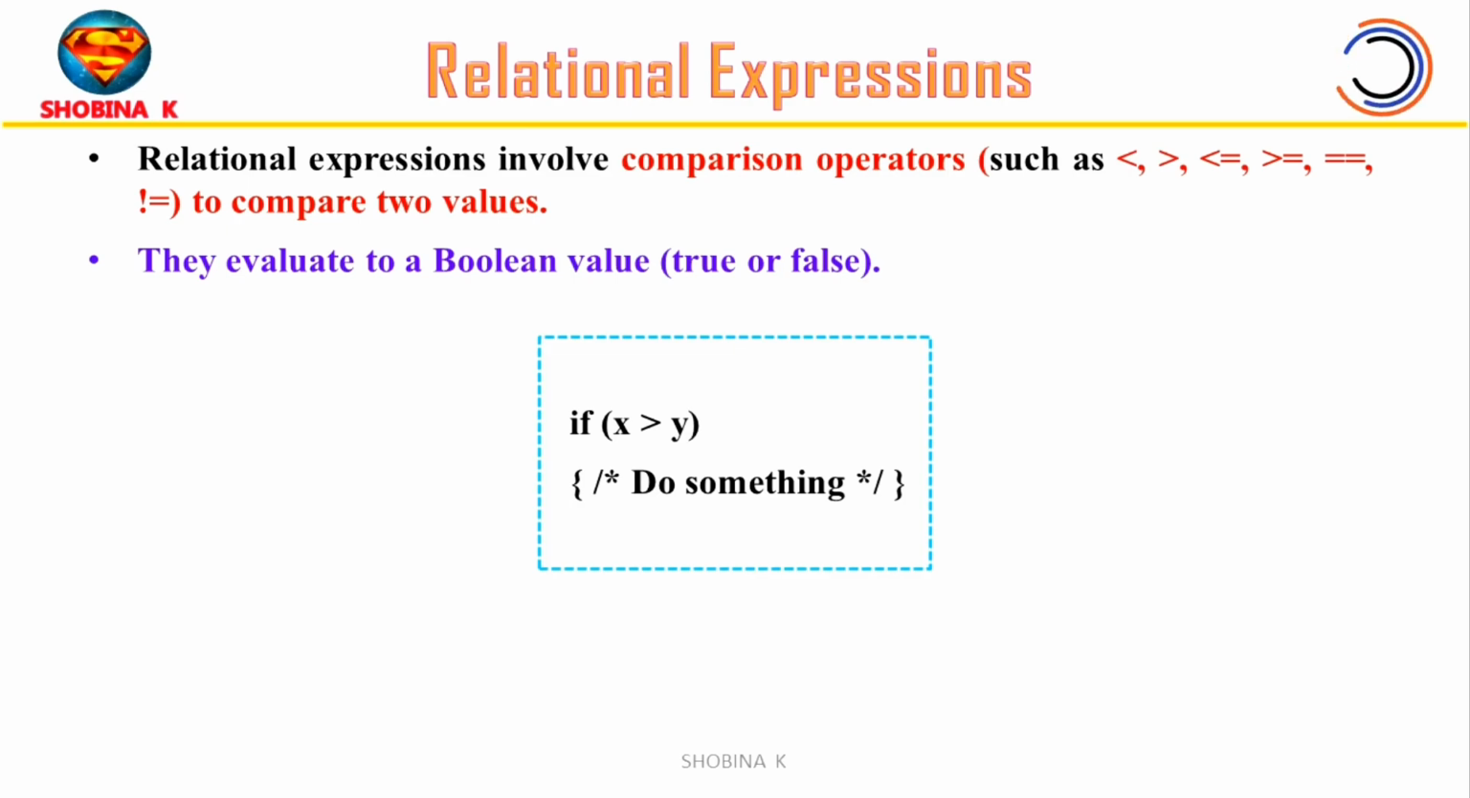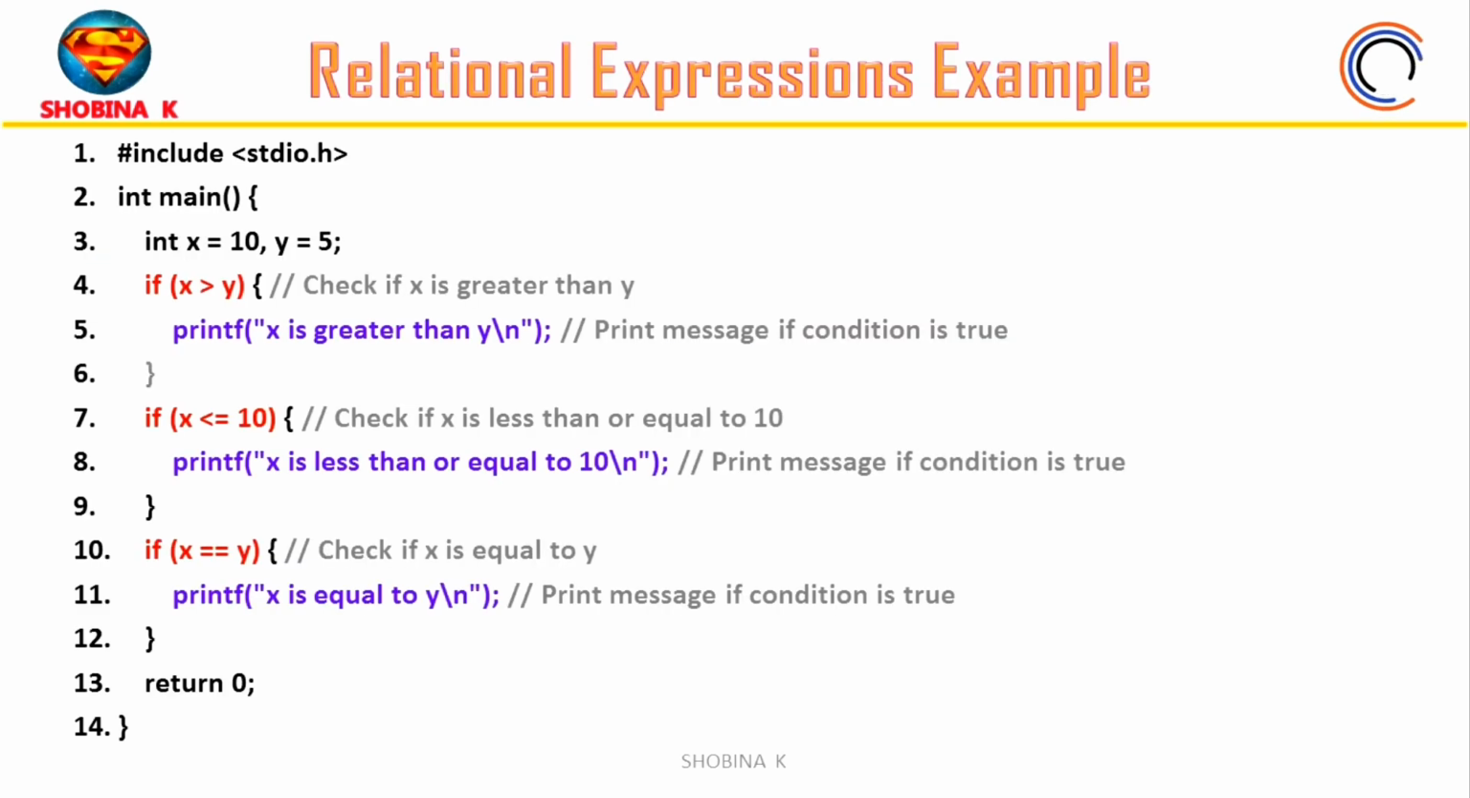If x > y is a conditional statement, it checks if the value of the variable x is greater than the value of the variable y. If the condition x > y is true, then the code block enclosed within the curly bracket is executed. Now let's see an example. This example demonstrates the usage of relational operators with conditional statements.